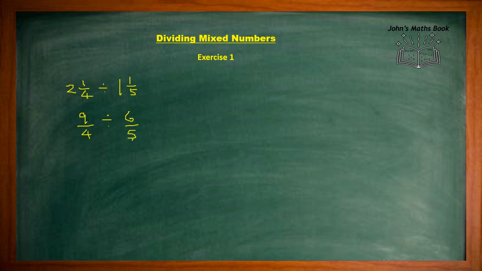Now we need to find the reciprocal of the second fraction and multiply it by the first fraction. So the first fraction remains the same, so it's 9 divided by 4. That's multiplied by the reciprocal of the second fraction. So we turn that upside down and we get 5 as the numerator divided by 6. Then we multiply these together.